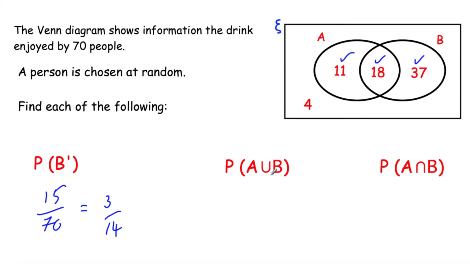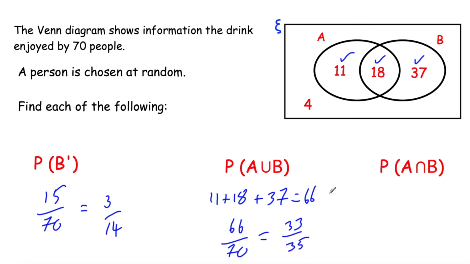So the probability of A or B, well, let's add them together. That's going to be 11 plus 18 plus 37, which is equal to 66. So it's going to be 66/70ths. That's the probability of choosing someone at random that likes A or B, A union B. And we could cancel that down. If we cancel that down, that's equal to 33/35ths. And that's it.